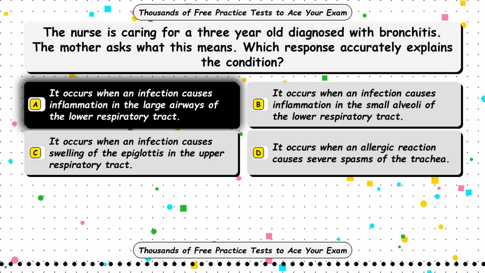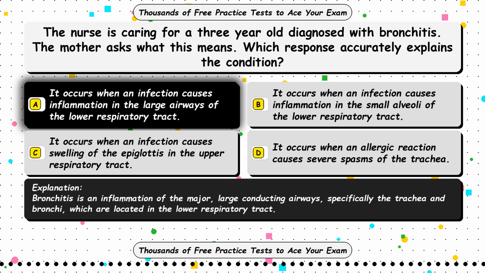The correct answer is option A. It occurs when an infection causes inflammation in the large airways of the lower respiratory tract. Bronchitis is an inflammation of the major, large conducting airways, specifically the trachea and bronchi, which are located in the lower respiratory tract.